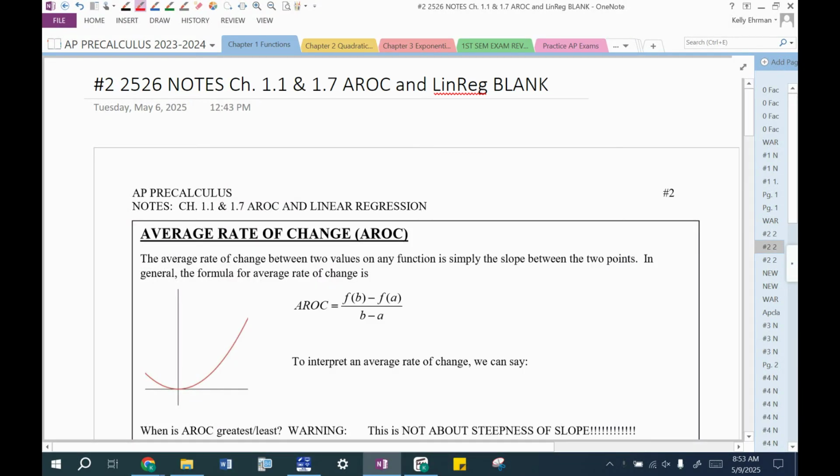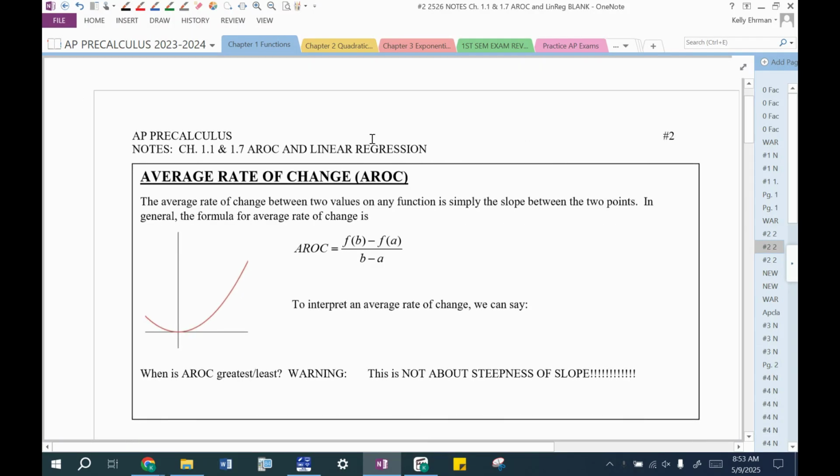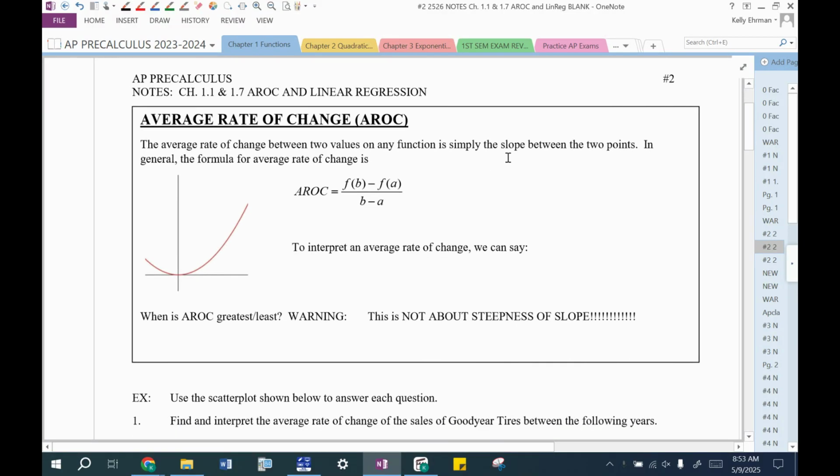All right, guys, this is notes number 2. In our textbook, we're combining chapters 1, section 1, and the end of the chapter, 1.7. We're going to talk about average rate of change, which is huge on our AP test, and our first type of regression, linear regression, also pretty prevalent on our AP test.